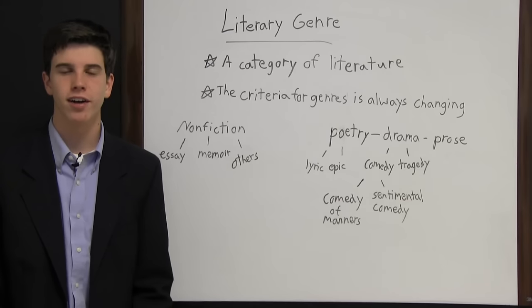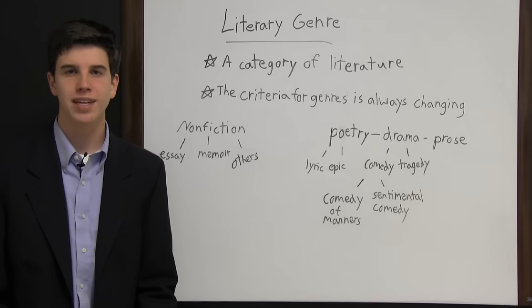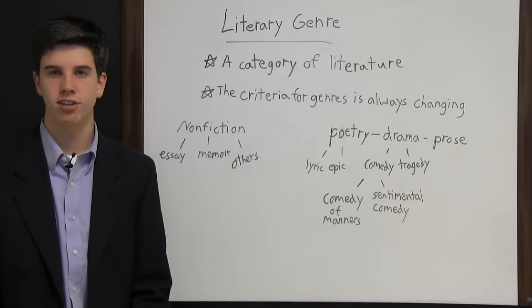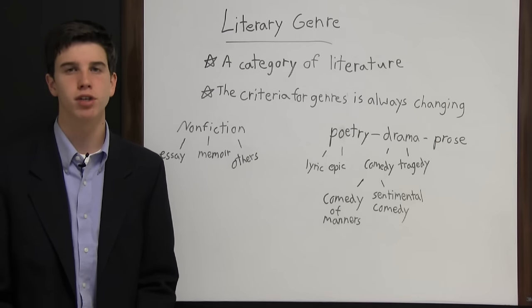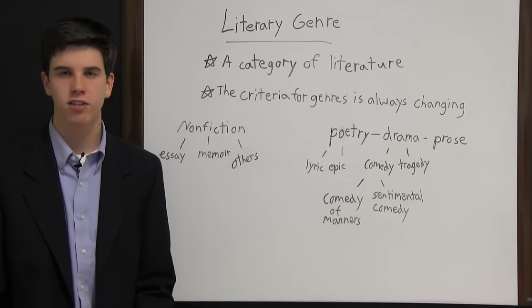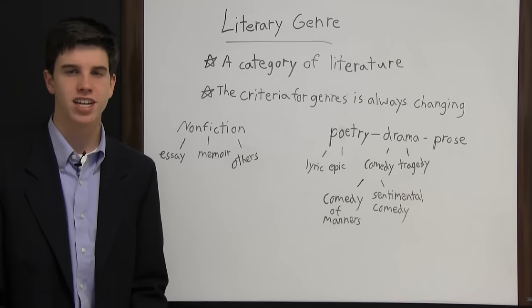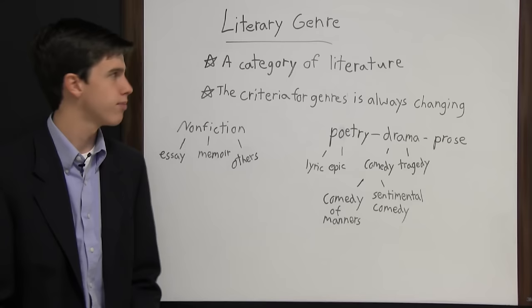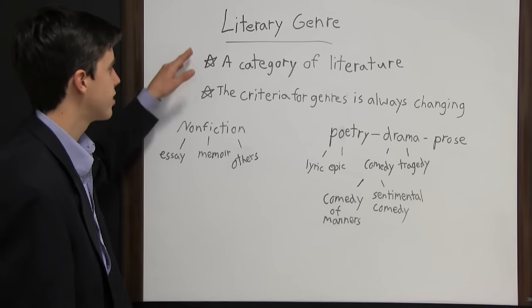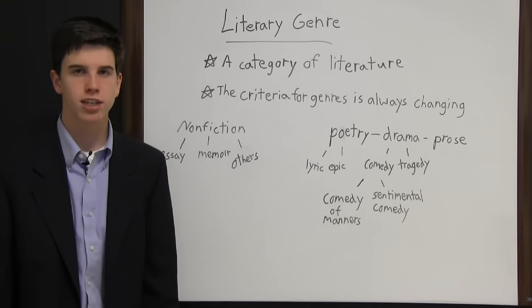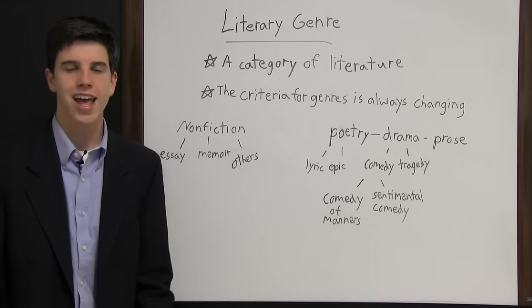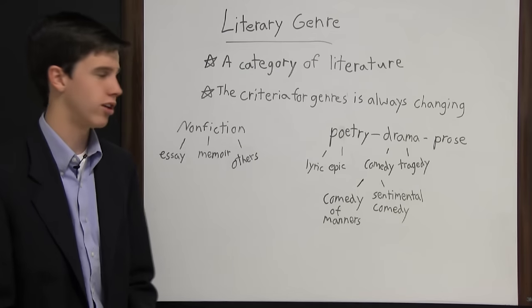Let's talk about literary genres. A genre is basically a category. So take music, for example. There are many different types of musical genres, such as rock, classical, pop, and country. So a musical genre is basically just a category of music. In the same way, a literary genre is basically a category of literature. It's when you take similar works of literature and group them together in different categories.